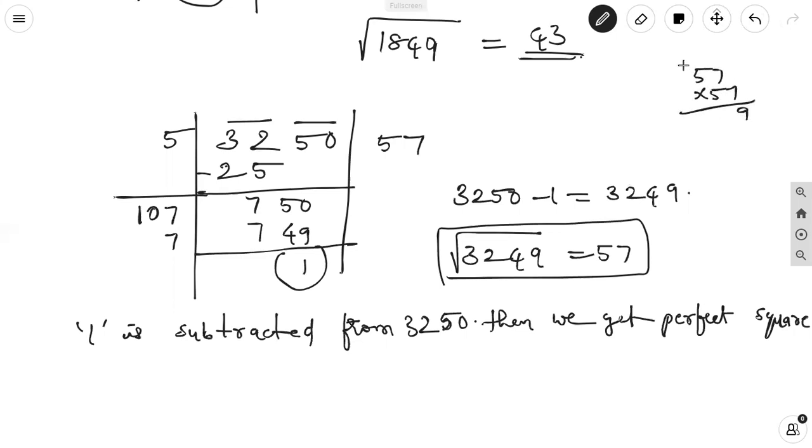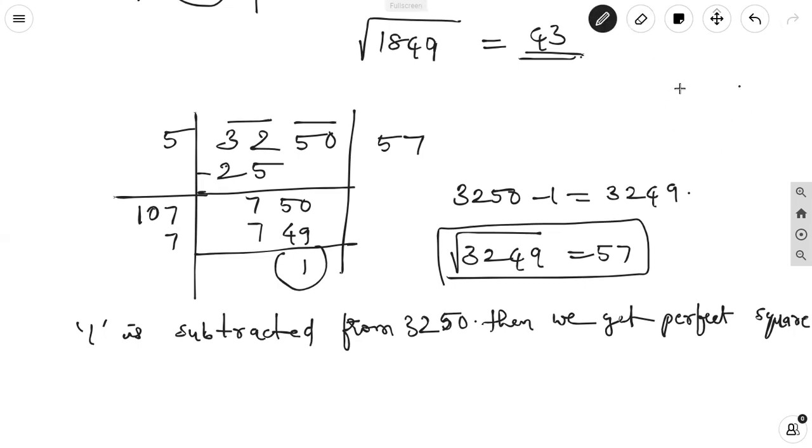7 7s are 49. 7 5s are 35, plus 4, 39. 7 5s are 35. 5 5s are 25 plus 3, 28. So 3249. Okay, you can check it and verify it also.